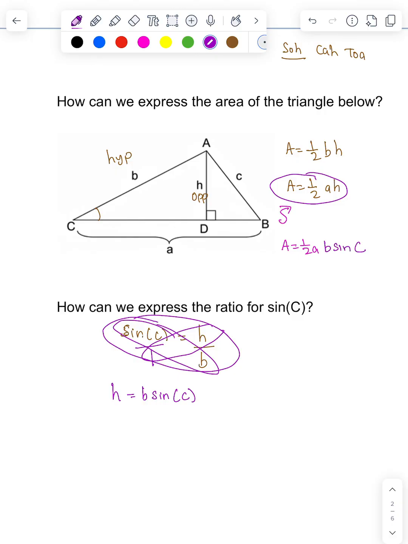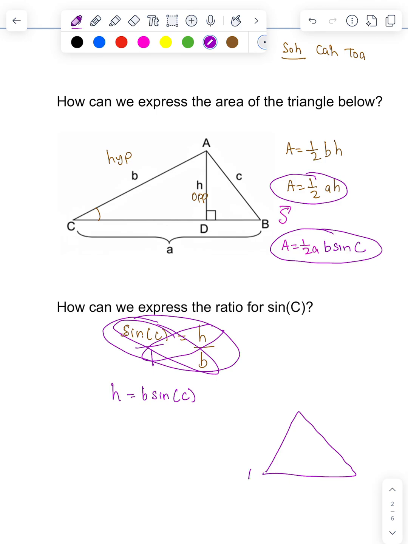Because B sine C is H. And this is our new formula for area of a triangle with trig. The A and the B don't necessarily have to be labeled as A and B. They just mean any two sides next to each other in a triangle. And angle C just means the angle in between the two sides. When you have a triangle, any triangle, doesn't have to be a right triangle.